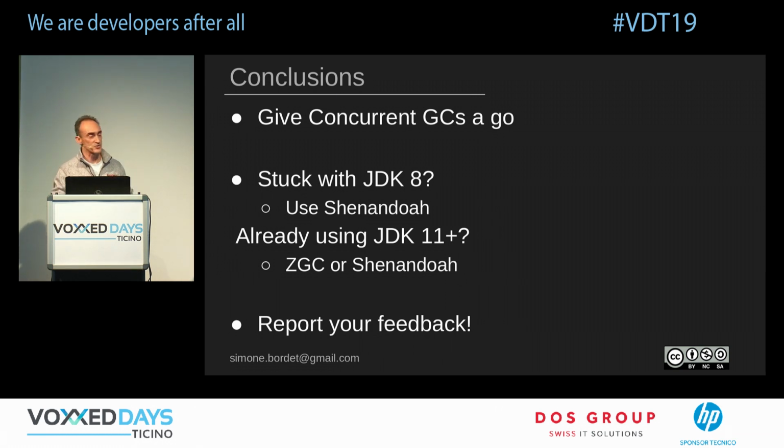Which one to choose? Well, if you're stuck with JDK 8, you only have one option. You have to use Shenandoah. But if you use JDK 11, you can choose between the two. You've got to try both. I personally think that ZGC is perhaps simpler in a way. Shenandoah is more sophisticated. It copes with many failure cases in a better way. But again, those failure cases should never happen.